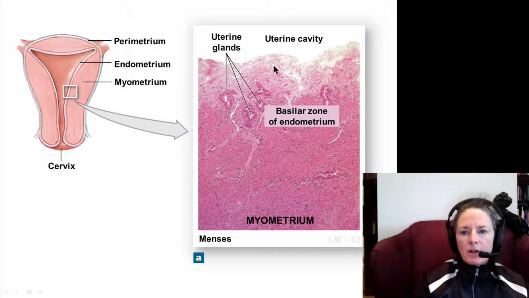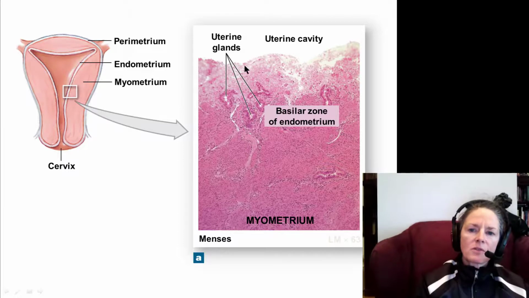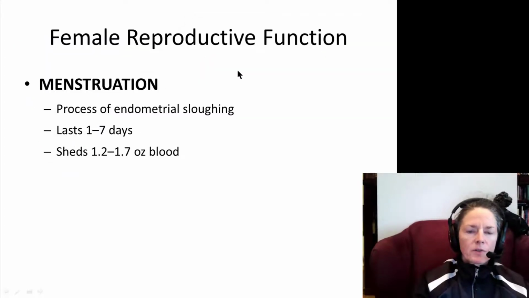All right, so here is the basilar zone of the endometrium, and this up here is going to be sort of the functional zone, and this is during menses, so this is when we're losing all this tissue. So this endometrium is going to be thinned out at this point, and we're going to lose most of the functional zone. So this is a process where all this is lost. It lasts anywhere from 1 to 7 days. It varies greatly from one person to another, and at different times of the life.